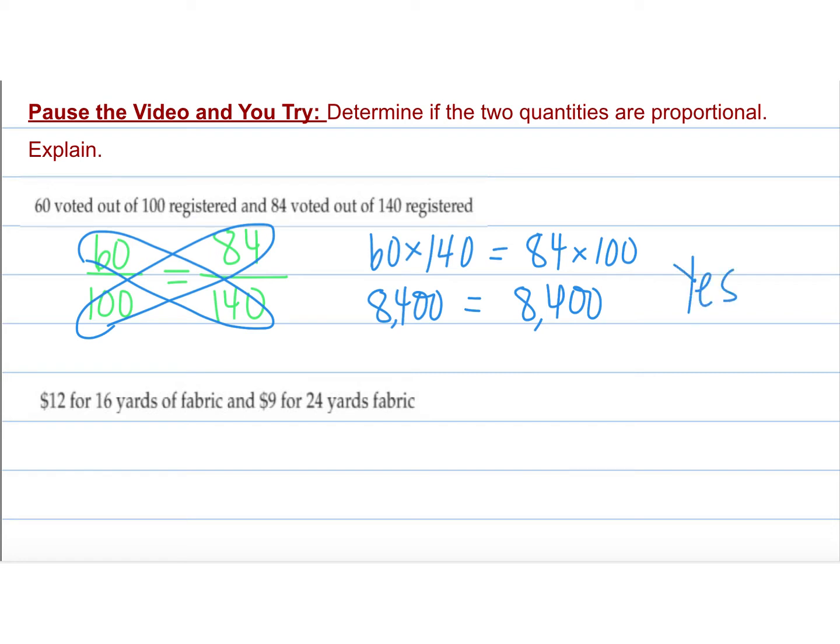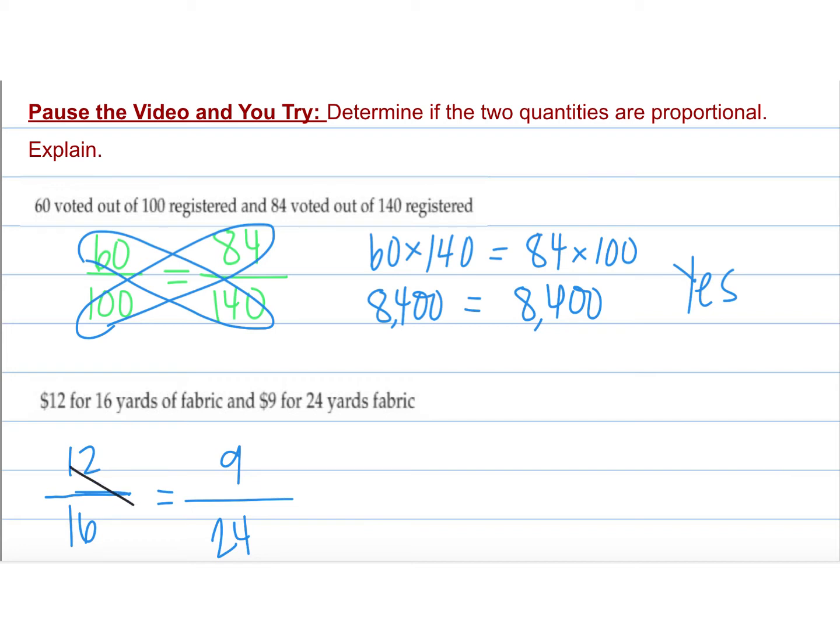Next one, $12 for 16 yards of fabric and $9 for 24 yards of fabric. Again, I'm going to do the cross products. So start by setting up my proportion. I'm going to do dollars over yards just because that's the order that it shows up in. So the other side would also need to be dollars over yards.